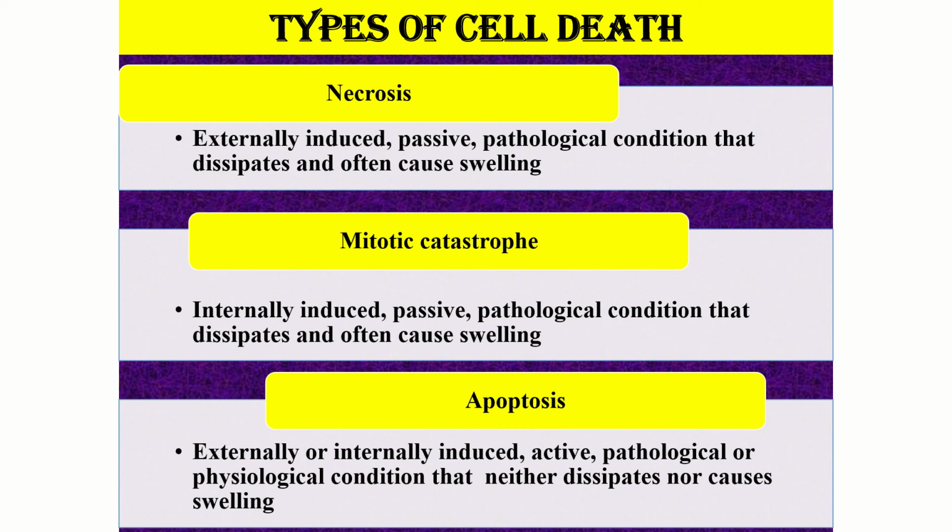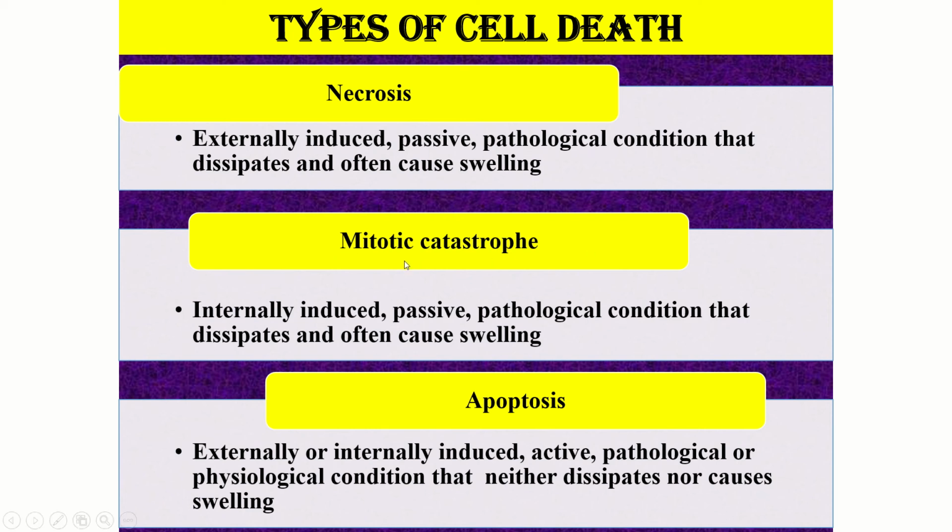This is very much different from apoptosis. Apoptosis is something absolutely different from necrosis. In necrosis, what we get to see is that it is completely external. It is externally induced and it's a passive process. It's a symptom of a pathological condition that dissipates and often causes swelling. Here the cell membrane breaks and there is leakage of enzymes, which causes the swelling.